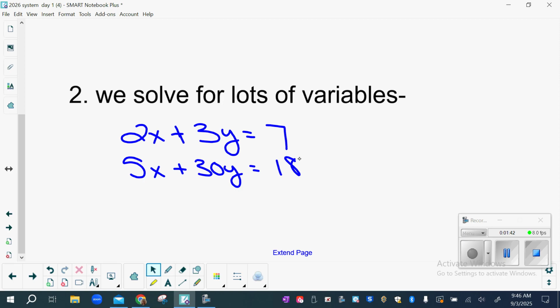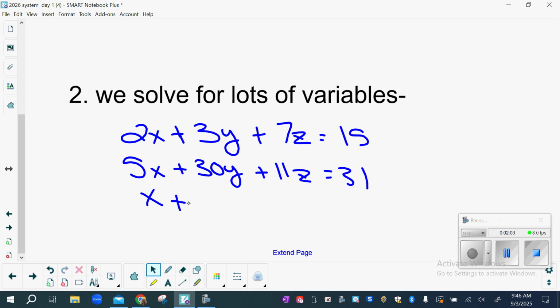And here's what we're heading toward this chapter. We're going to add in more letters. We're going to throw in an extra letter. 7z plus 11z equals 15 or 31. But that can't be done because 3 letters means I need 3 equations. So I'm just going to make one up. 2y plus 2z equals 18.